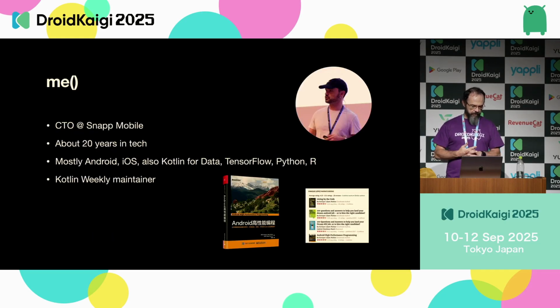Very briefly about me, I'm CTO at Snap Mobile. We are a small software company in Munich, in Germany. I'm originally from Spain, as you might have guessed because of my accent. I've been about 20 years in tech, and I'm mostly working on the mobile part, Android and iOS, but I also try to do some data science and AI, so that means Kotlin for data, TensorFlow, and Python. I'm also the maintainer of the Kotlin Weekly.